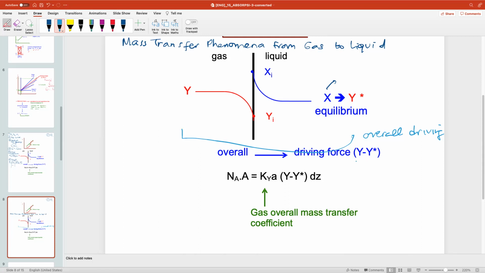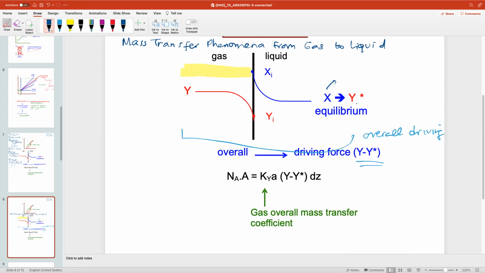Okay, so the driving force is we change y to y star. There are two types of mass transfer. The first one is when we only look at the gas side, which is the previous one. The second one is that we consider overall mass transfer, then we should use the capital K, which is called the gas overall mass transfer coefficient.